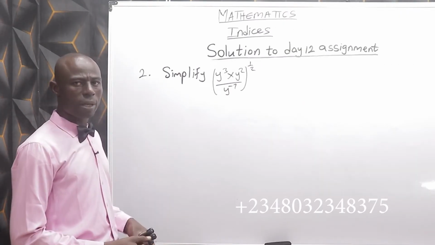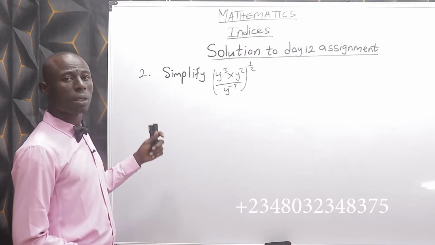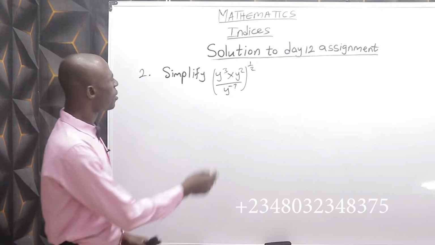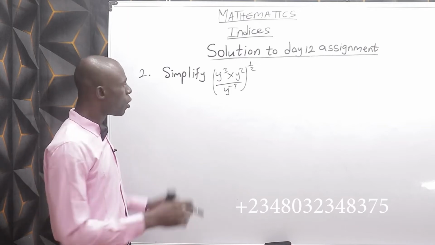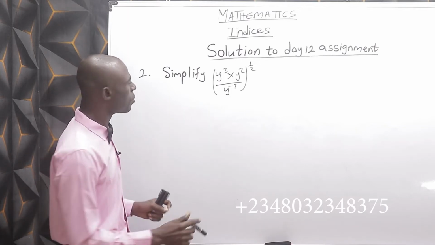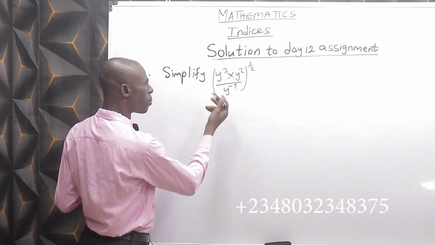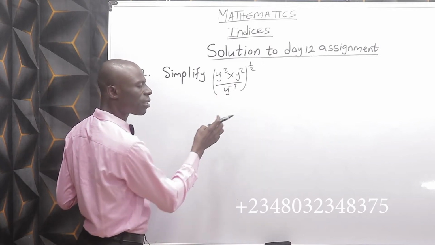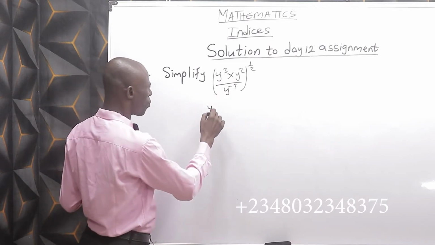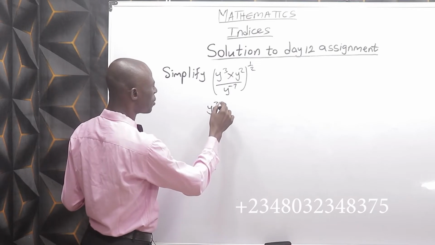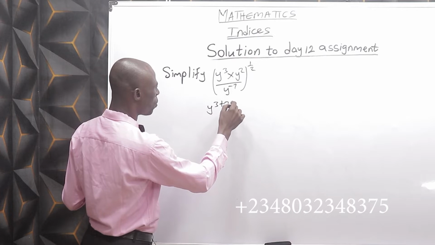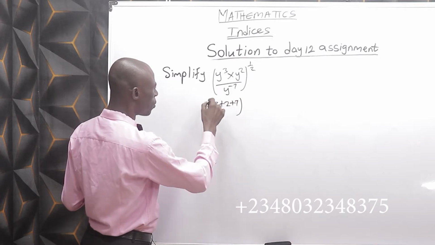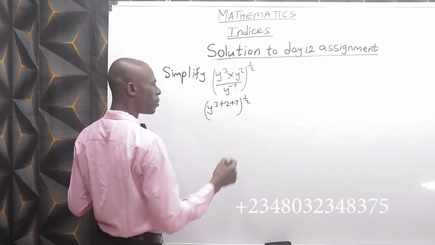Question 2 in the assignment is simplify y raised to the power 3 times y raised to the power 2 divided by y raised to the power minus 7, all in bracket raised to the power half. So we begin by simplifying the element inside the bracket. So we have y raised to the power 3 plus 2 plus 7, raised to the power half.